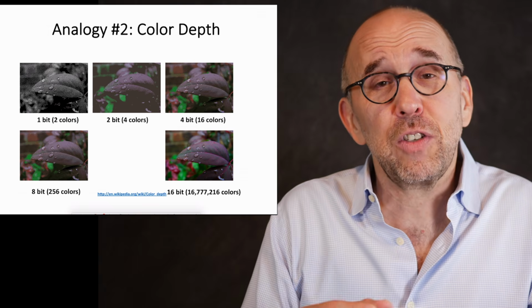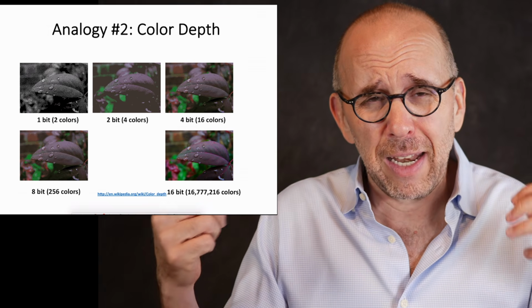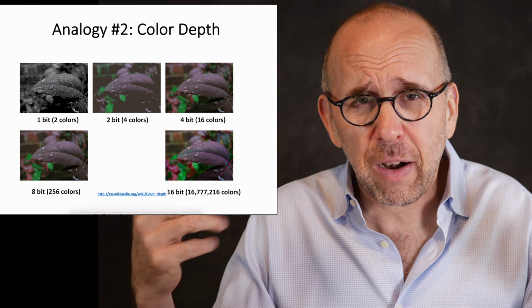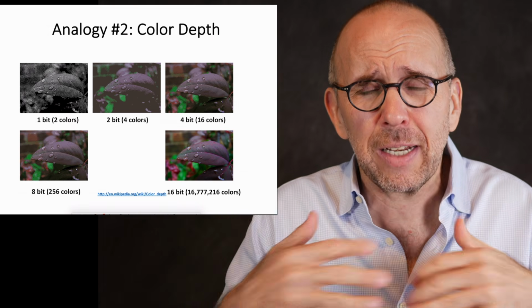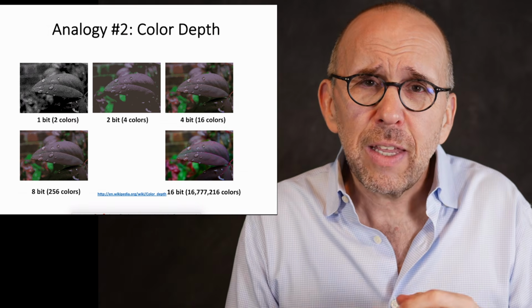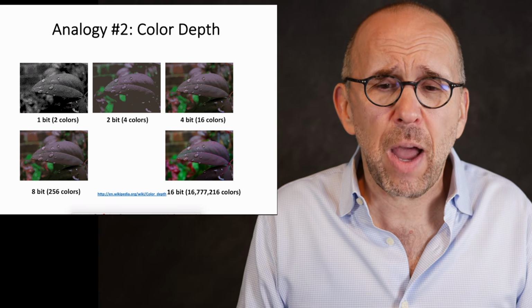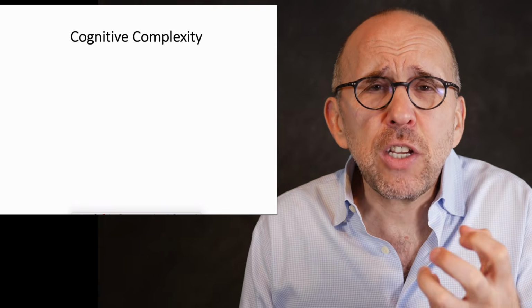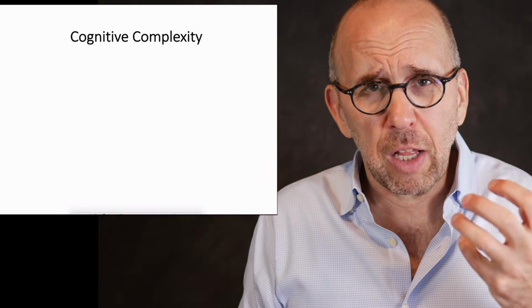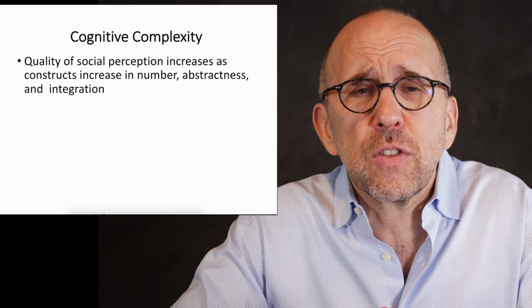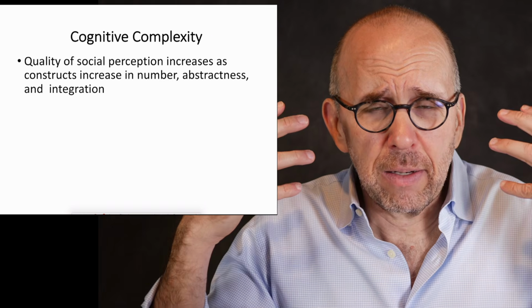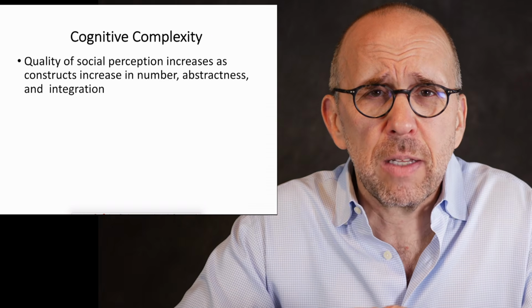So again, the analogy is to the number of constructs we have in our head. Having a lot of constructs in our head, and especially abstract and integrated constructs, is like seeing the world in high definition Technicolor rather than seeing it in low definition black and white. This underlying foundational capability, social scientists call cognitive complexity, and it refers to the number and abstractness of these dimensions for representing the social world.